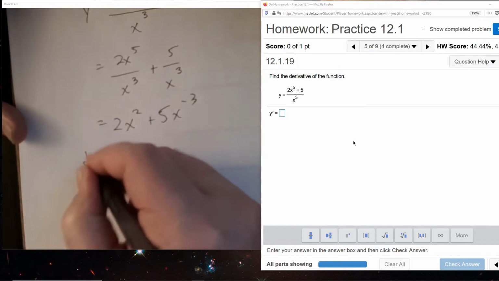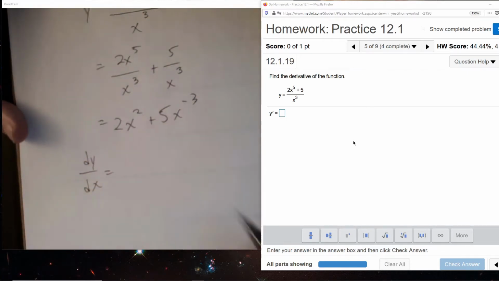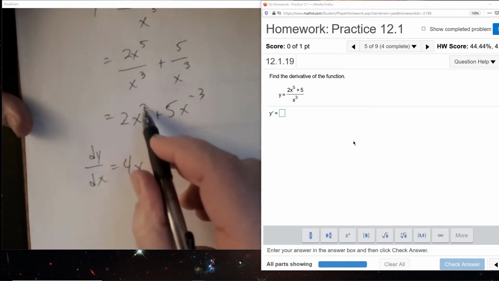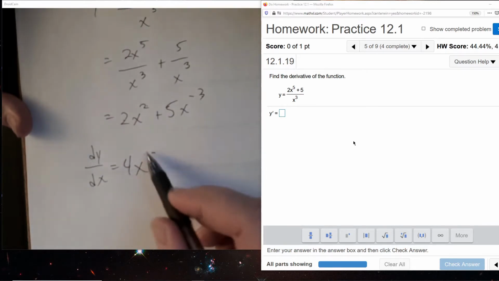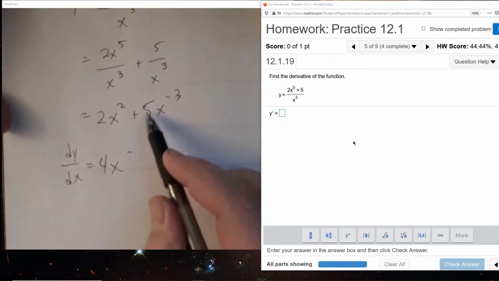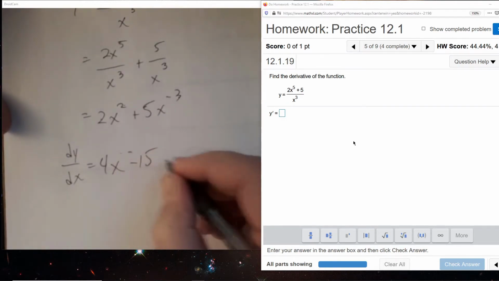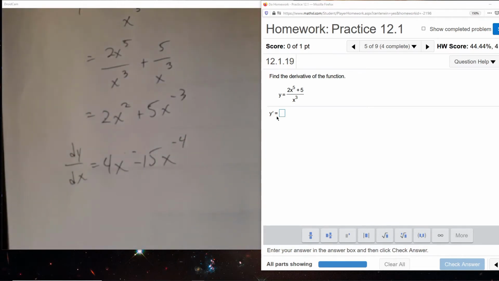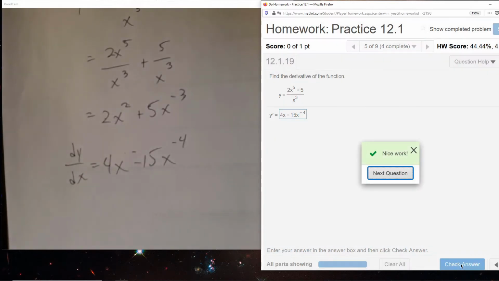So now when we take this derivative, 2 drops down, 2 times 2 is 4. Subtract 1 from the exponent, so we get 1. You don't commonly write an exponent of 1. Minus 3 drops down, hits the 5. Subtract 1 from the exponent. And there we go.